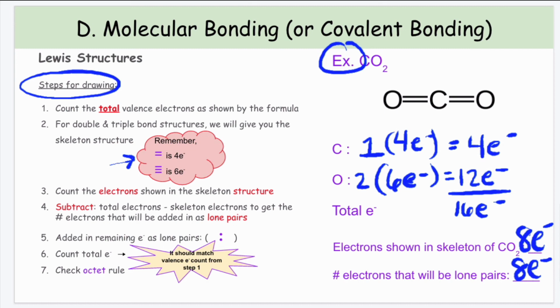Now if you look at carbon, it already has 8 electrons around it. It has 4 coming from the double bond with the left O and 4 coming from the double bond with the right O. That means carbon's octet rule is already satisfied. So the remaining 8 electrons are going to need to be drawn around the oxygens. Each of those oxygens has 4 electrons around it, right? Because each of them has 1 double bond. So they still need 4 apiece. We're going to add those 4 apiece as lone pairs.